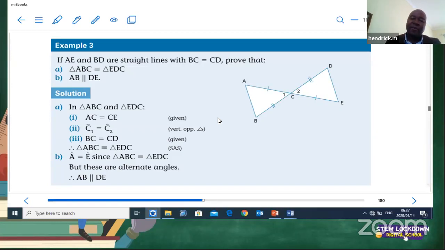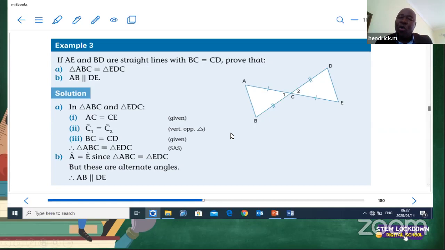That information is given. Now we proceed to the B, to prove that AB is parallel to DE. Now, if you can check, you are told here that since the two triangles are congruent, it follows that angle A will be equal to angle E.